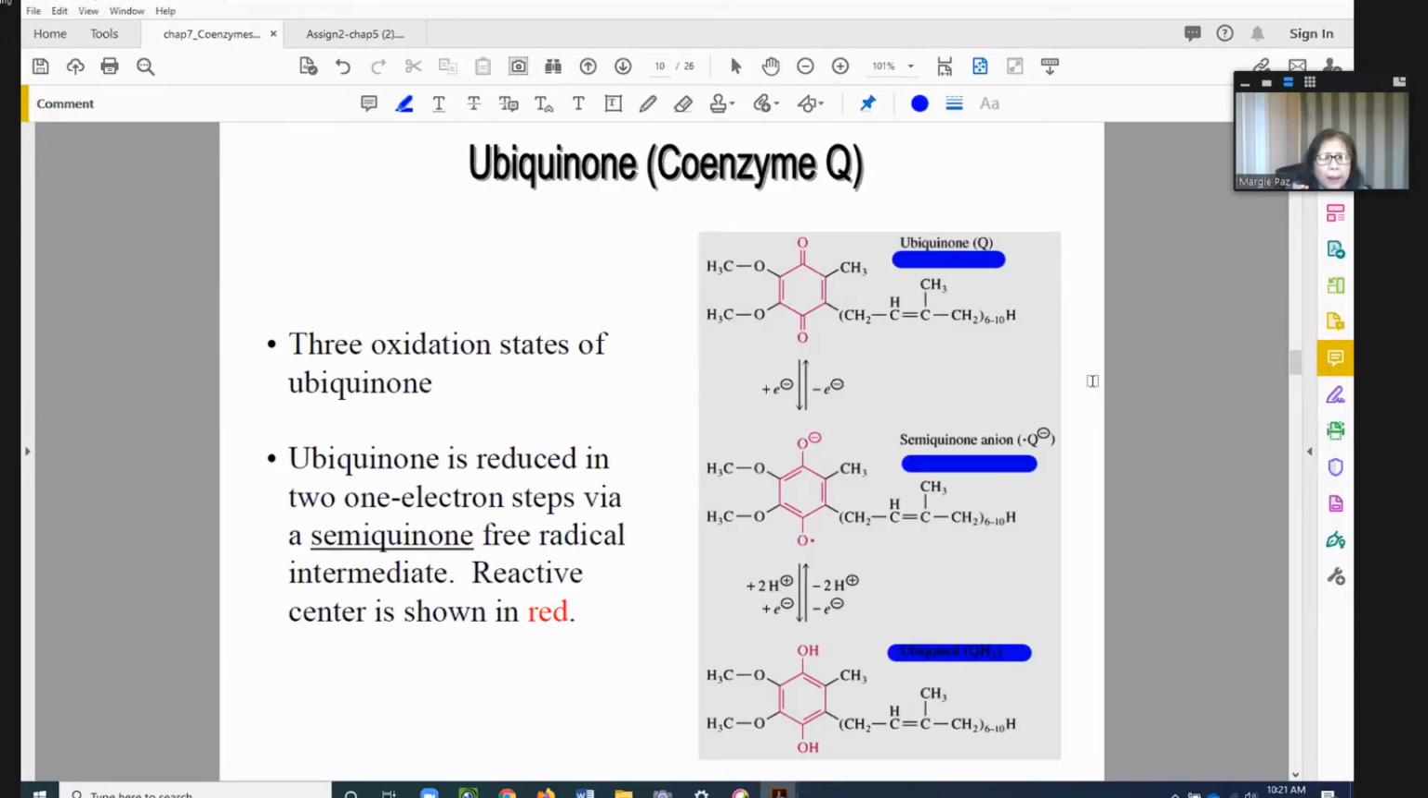Because ubiquinone can exist in 3 oxidation states, this coenzyme is capable of accepting or donating electrons 1 or 2 at a time. So ubiquinone again can accept or donate electrons 1 or 2 at a time.